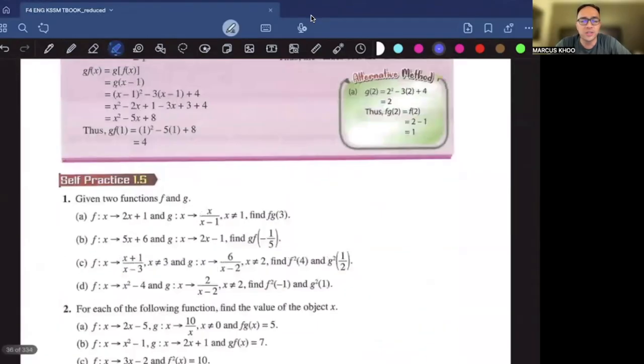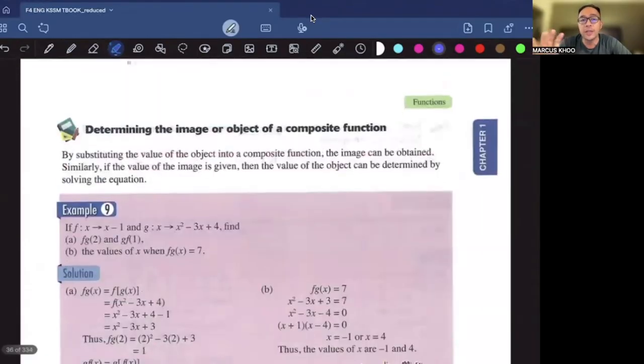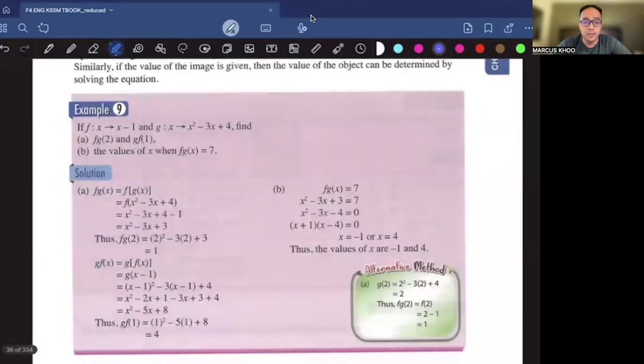Okay, there are 8 questions altogether. It's pretty long, but it's pretty easy. Determining the image or the object of a composite function: you already determine the composite function, then you want to find the image or the object, depending. Image or object is usually just a number only. Okay, so let's begin.